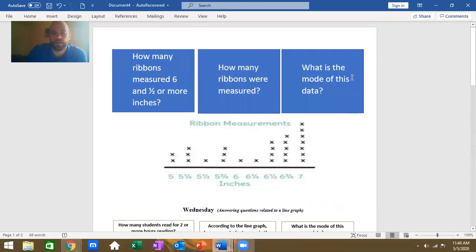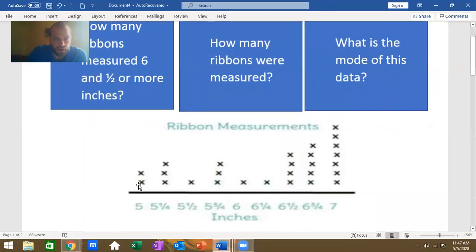So here are the questions that I am going to go over. Remember, the blue boxes are the examples I'm showing with questions that I made up that should help you with your questions of the day. The first question, with my graph here, asks: how many ribbons measured 6.5 or more inches? The way these graphs work, 5 inches is the smallest and the largest is 7 inches for the ribbons measured.